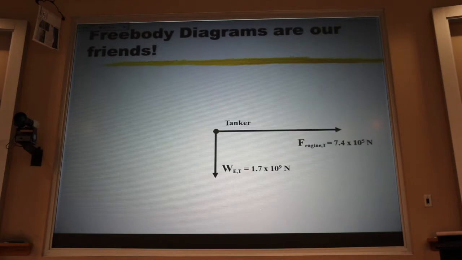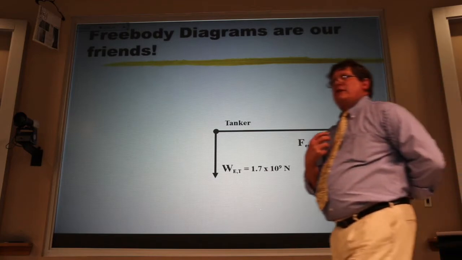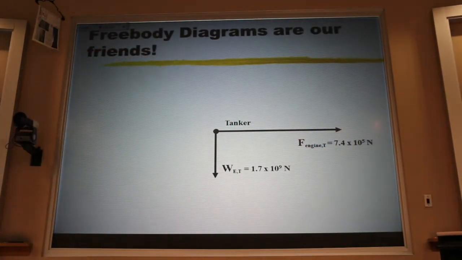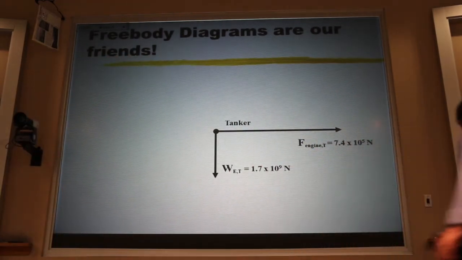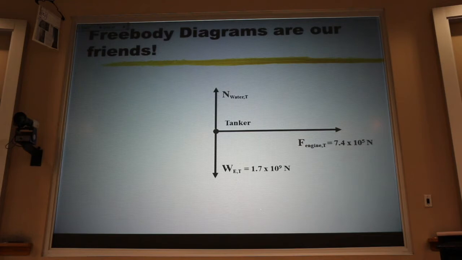Now, how do we account for the water? We're told that there's this thrust force caused by the engine on the tanker. That's the engine turning the propeller, and the propeller is shaped such that it pushes water back. If the propeller is pushing water back, by third law, the water is pushing the propeller, and hence the boat, forward. Either way you look at it, it's a forward force that is 7.4 times 10 to the 5th newtons.